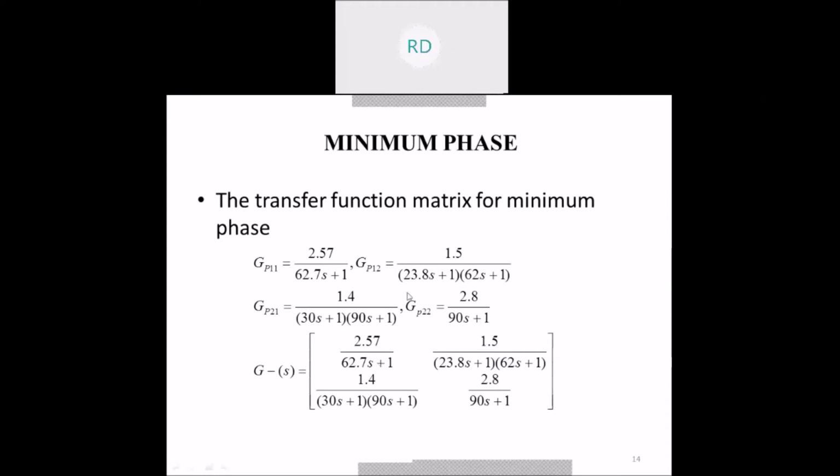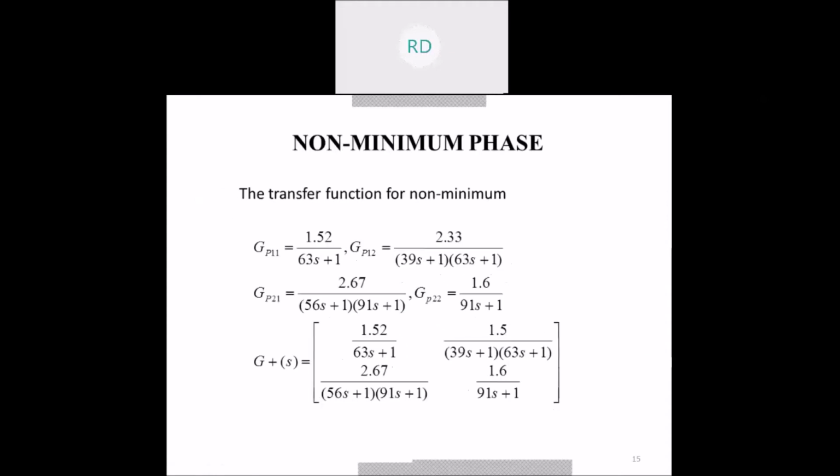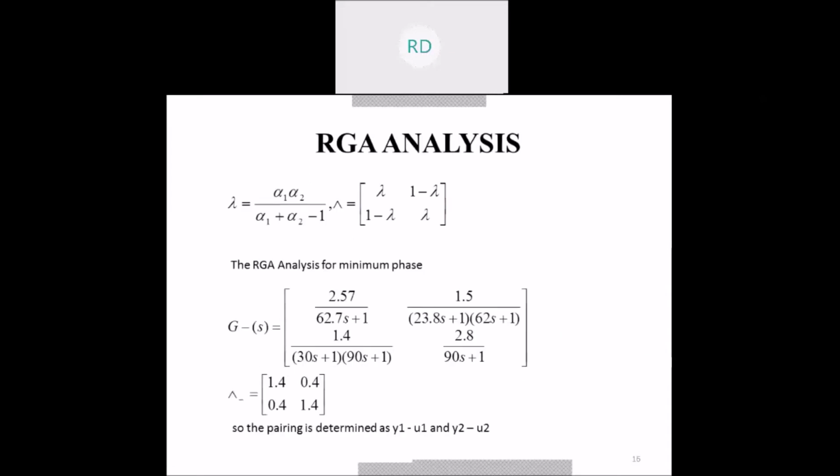So this is the transfer function matrix for minimum phase, and this is the transfer function for non-minimum phase. Now, RGA analysis, relative gain array analysis. For a MIMO system, we need to pair the output and input based on the interaction. I have already found the best pairing.